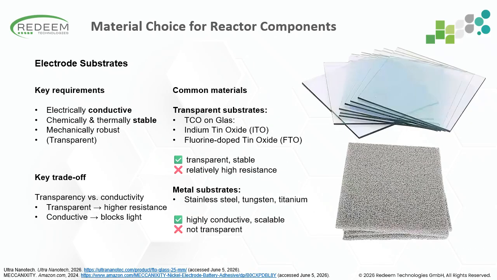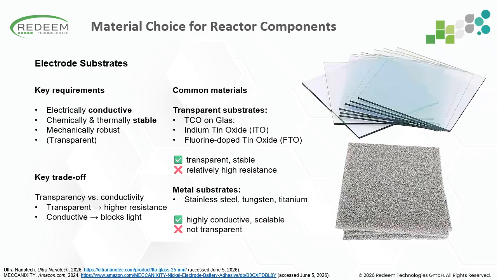Another material of choice for the PEC cell is the electrode substrate. So this provides mechanical support and electrical connection for the photoelectrode. And it therefore has to be conductive, chemically stable, and also mechanically robust. The main design decision here is whether the substrate needs to be transparent or not.